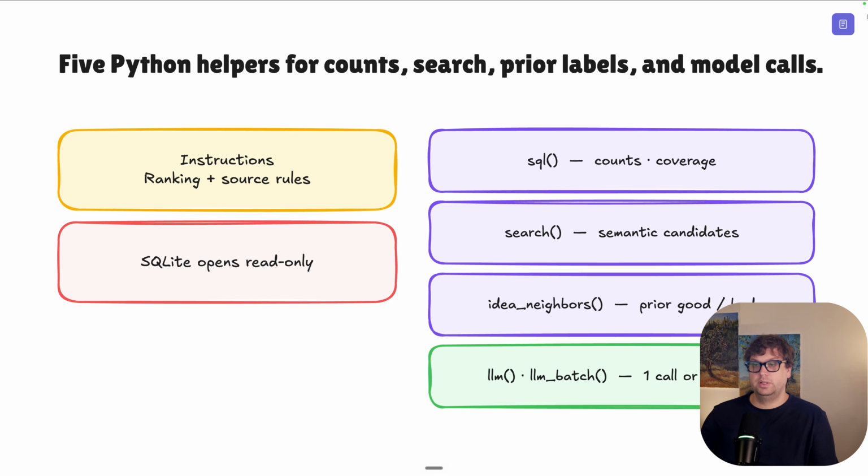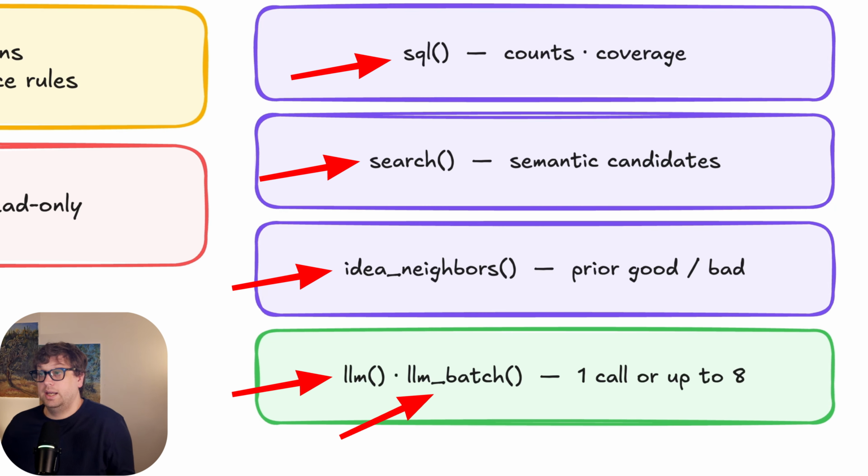So what the subagent really gets is the instructions. It gets a SQLite connection and read only, and it gets these 5 functions. So SQL for counts and coverage, and it can do pure text search. It has a search function, which is a semantic search over the material that's using Mixedbread, so it can search over videos and transcripts and text. It has this idea neighbors, and this is using the clustering from a given question. What other questions are similar? And it can make LLM calls with Gemini Flash and do that in batches so that it can fan out and find conflicts and find similarities and summarize things.